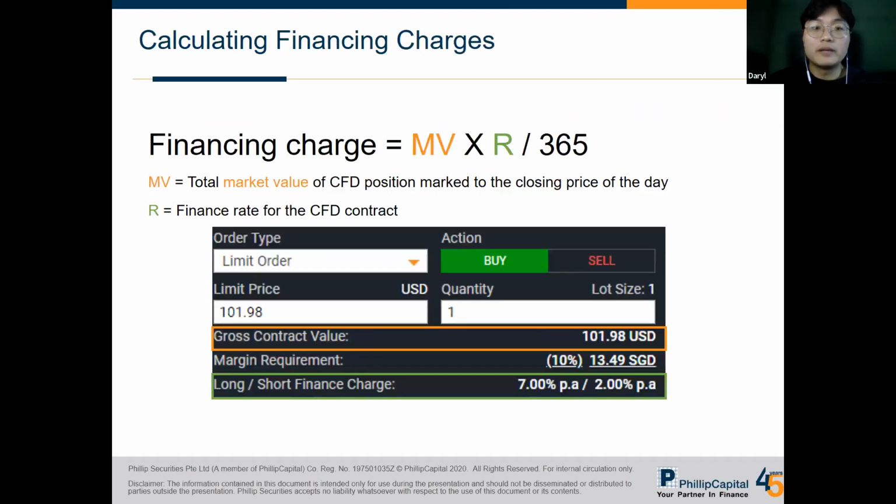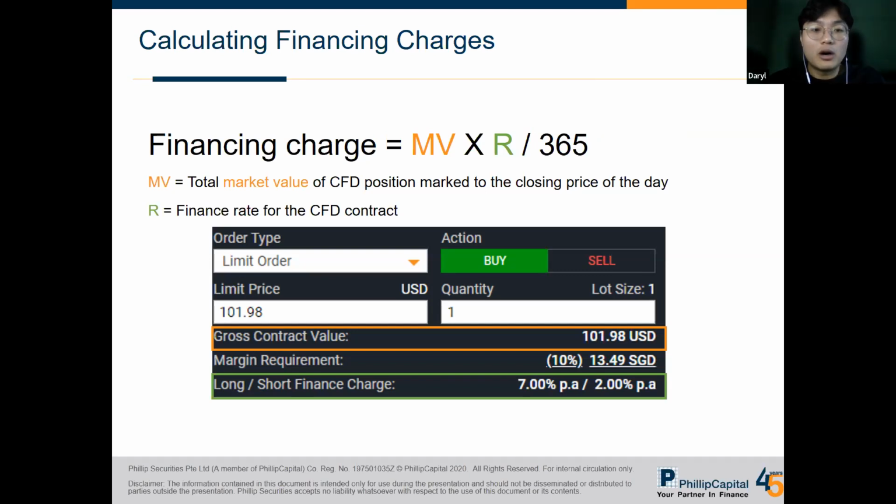So how do you calculate the financing charge? This is the formula to calculate the financing charges: the market value of the closing price multiplied by the rate, divided by 365. So why do we need to divide by 365? Because long and short financing charges are charged on a per annum basis. It's also not fair if you hold for one week and then we charge you per annum. So to be fair, we will charge based on how many days you hold.